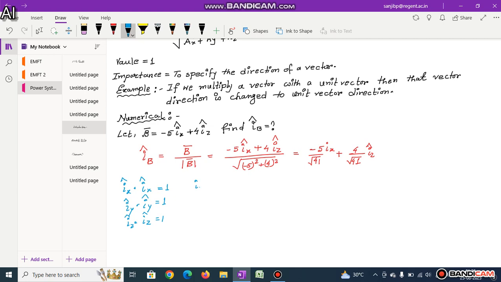If we take Ix dot Iy, then it will be 0. Iy dot Iz is once again 0. Iz dot Ix is once again 0. This is all about the dot product between two unit vectors. If we take the dot product of the same unit vector with itself, we get the value 1.